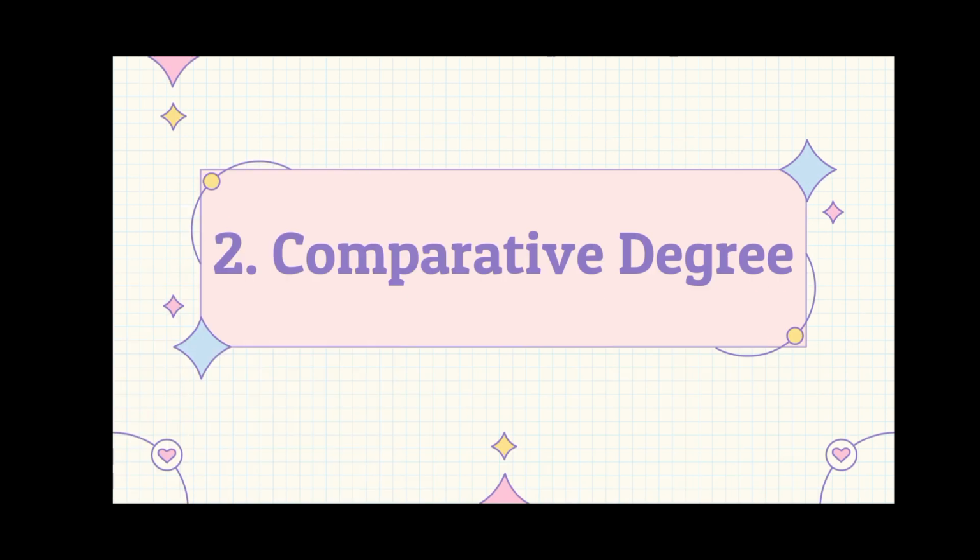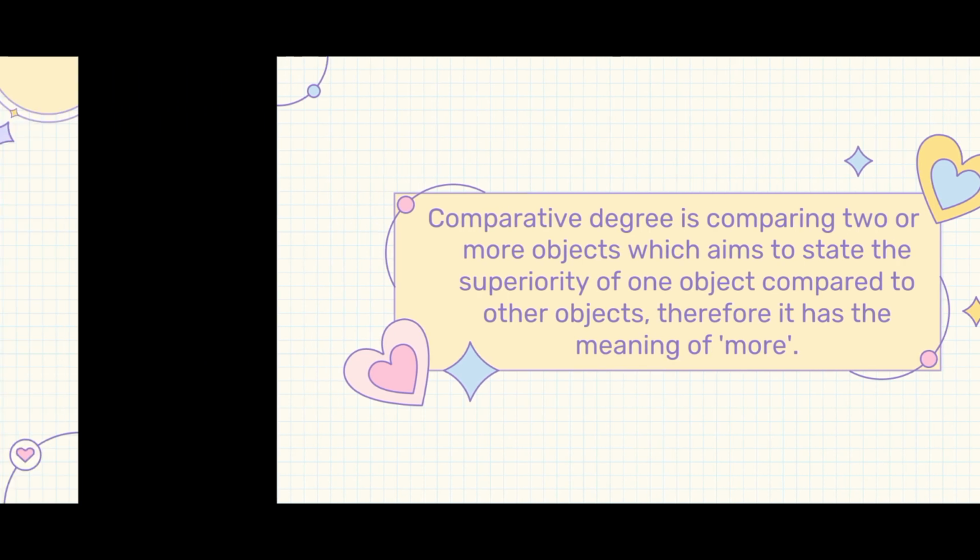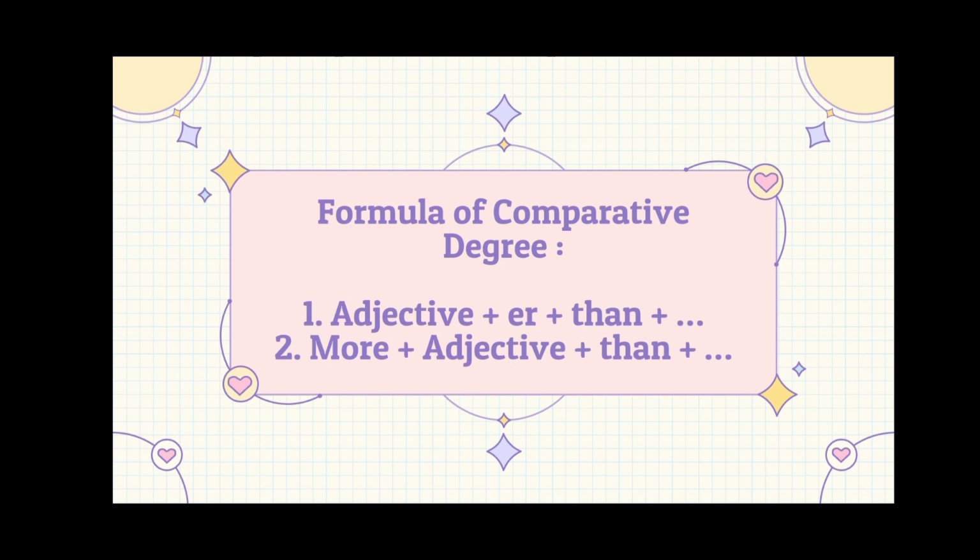2. Comparative degree. Comparative degree is comparing two or more objects which aim to state the superiority of one object compared to other objects. Therefore, it has the meaning of more. Formula of comparative degree divided into two. 1. Adjective plus er plus than. 2. More plus adjective plus than.